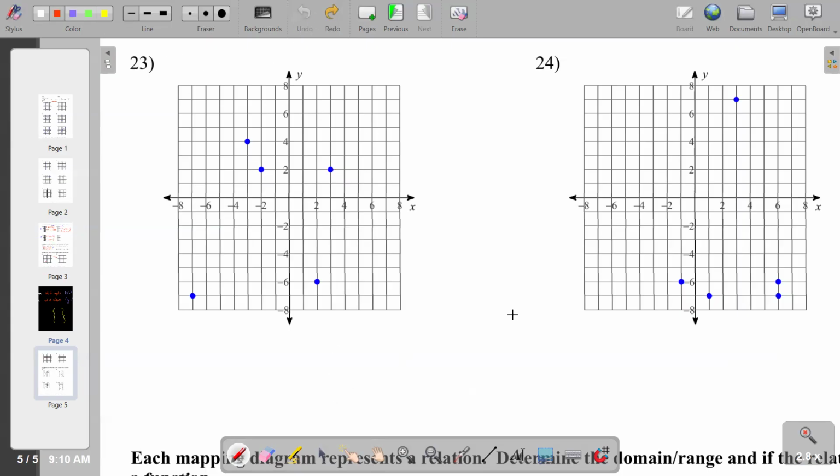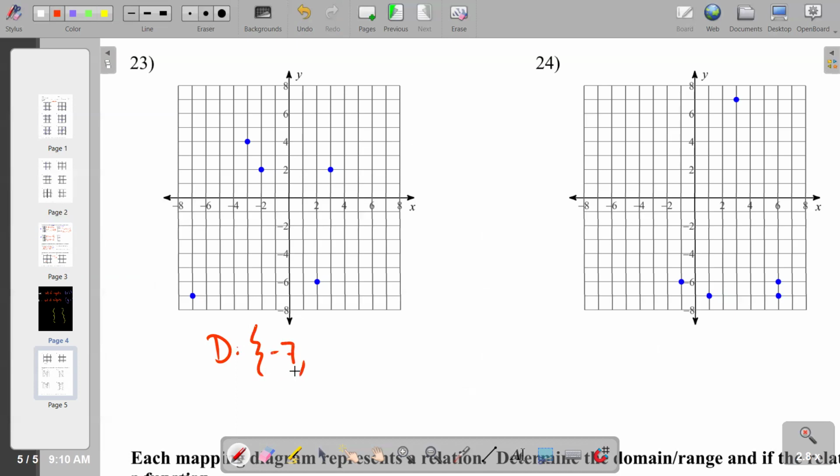So, by the way, going back to number 21, was that a function? No, right. So I don't know if I ever wrote it, but we would write not or not a function or no or something like that. So on question 23, let's get started. What's our first domain element?